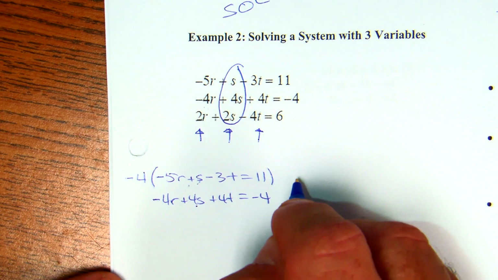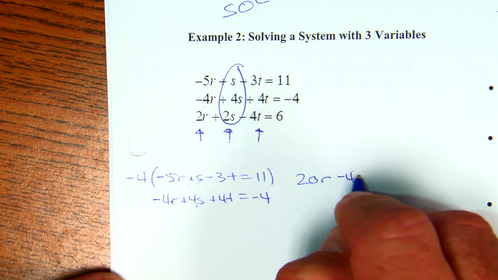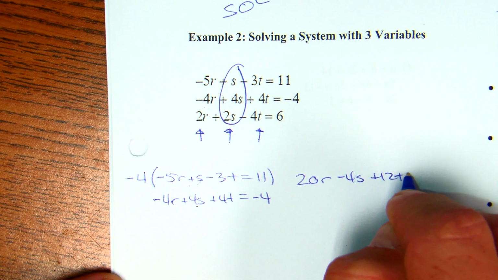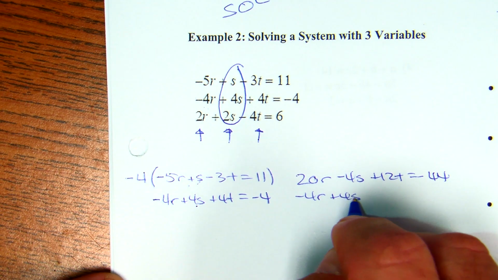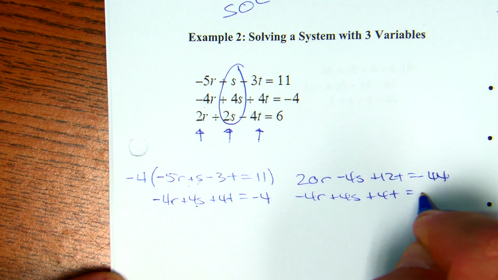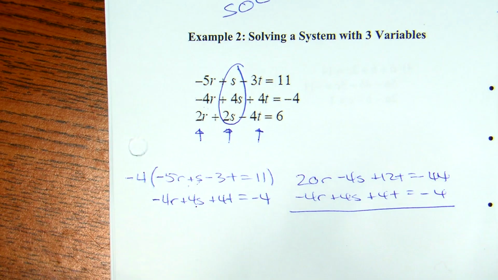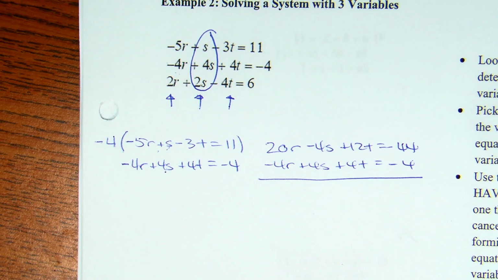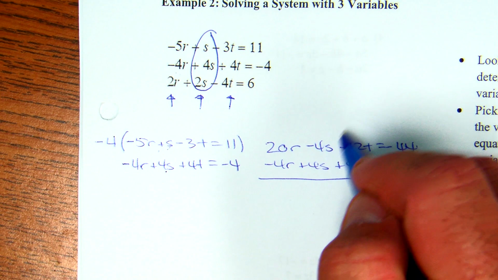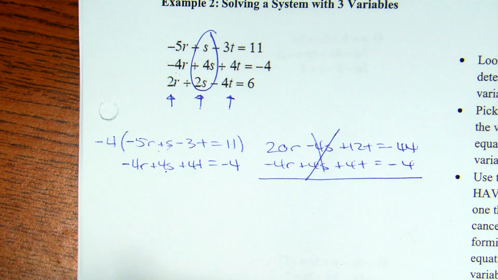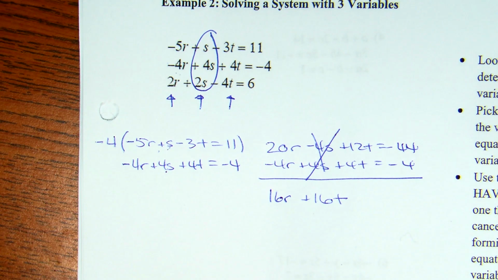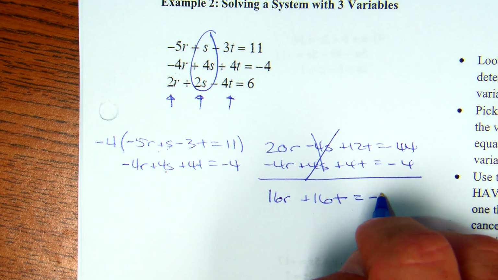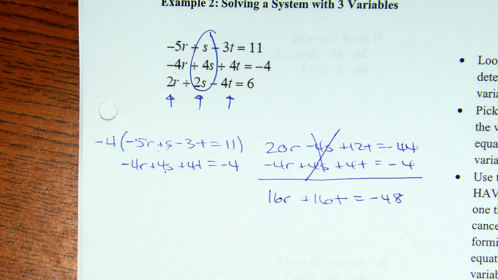So now I have 20r minus 4s plus 12t equals negative 44. And I have negative 4r plus 4s plus 4t equals negative 4. What is the negative 4s and the positive 4s going to do to each other? Cancel out. Now I've got 16r plus 16t equals negative 48. Good?